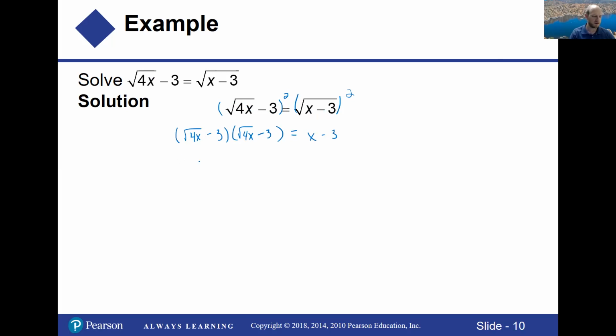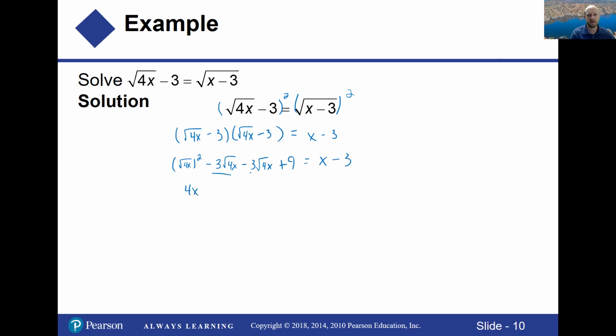I have the square root of 4x times the square root of 4x. So really, I have the square root of 4x squared, minus 3 times the square root of 4x, right? And then minus another 3 times the square root of 4x. And then negative 3 times negative 3 is positive 9. Okay, so let's see if we can simplify this. The square root of 4x squared is just 4x.